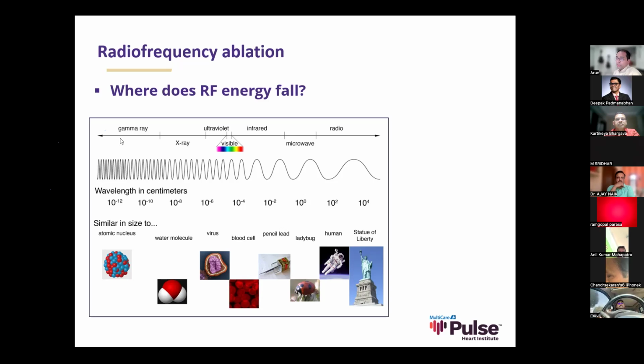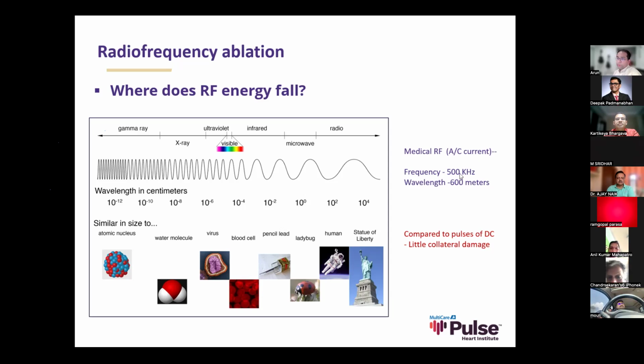So you have cosmic rays and gamma rays on the far side of the spectrum, then X-rays, ultraviolet, and lasers all come around this area, like ultraviolet, visible, and infrared lasers. And then you have microwaves, and then you have radio waves, and we fall somewhere around here. So medical RF is an AC current, but the frequency is around radio frequency.